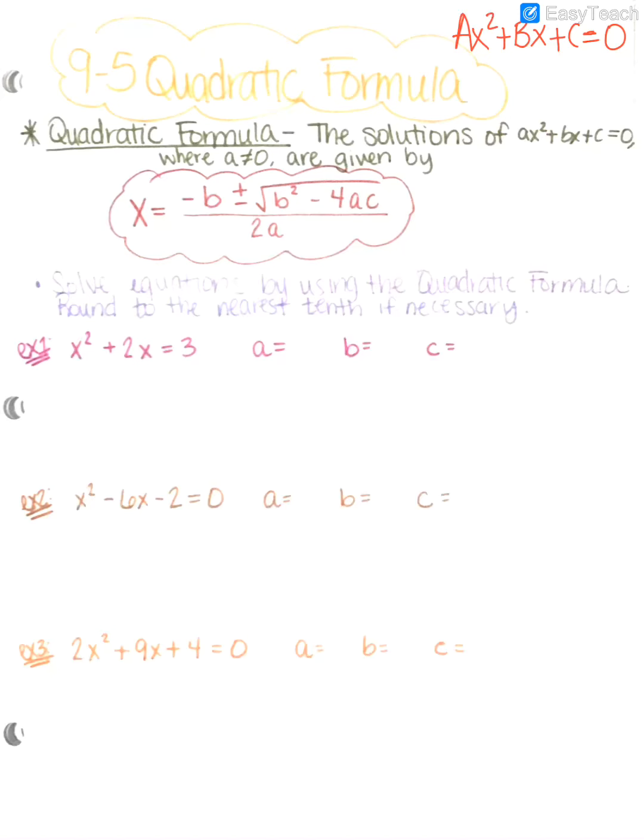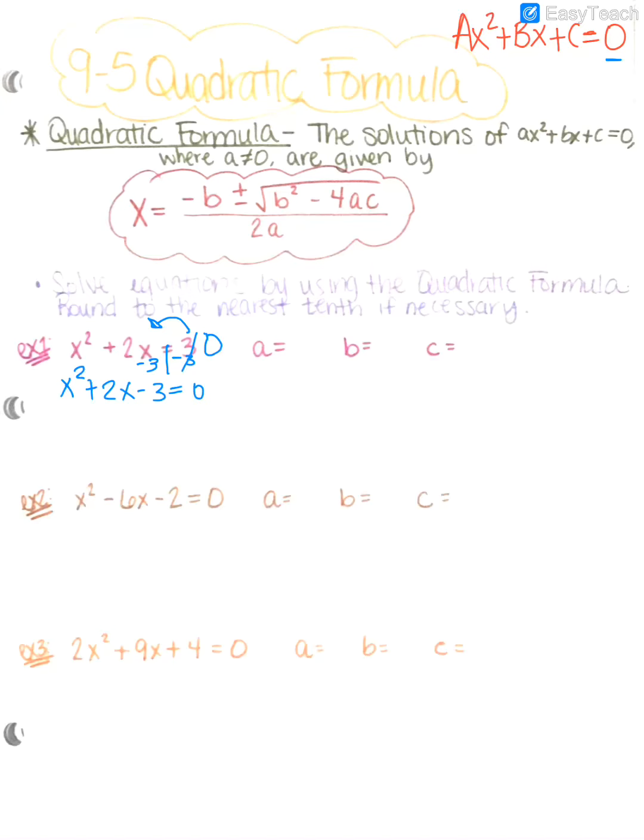So if we go ahead and look at number 1, it says solve equations by using the quadratic formula, rounding to the nearest tenth if necessary. So we're going to look at example 1. Notice that it is not in standard form, so we have to change it. All we're going to do is move this 2 over, and when we do that, it's going to be minus 3. You do have to do the opposite in order for it to cancel. That will give us a 0 on the right side, and that's exactly what we want. So our equation would be x squared plus 2x minus 3 equals 0.